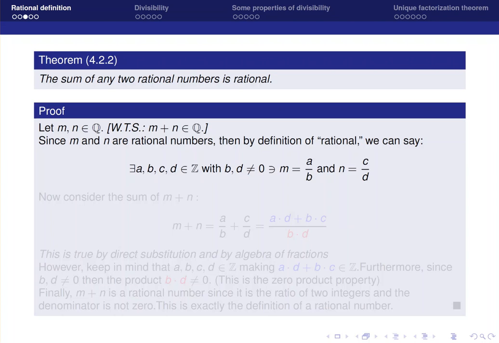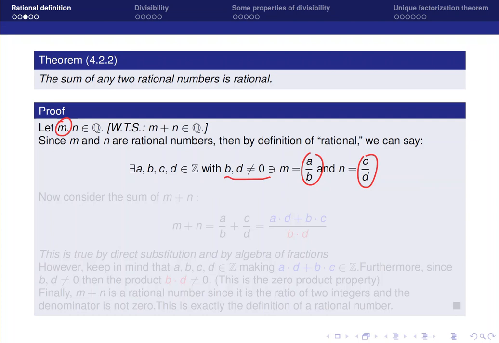So by definition of rational, since m is rational, m can be written as a fraction. And similarly, n can be written as a fraction. I decided to pick different letters for m and n. I decided to go with a, b for m and c, d for n, because if I picked them the same, that would imply that m and n are identical, which they don't have to be. Also keep in mind that the denominators have to be non-zero. So that's the reason why I said b and d cannot be equal to 0.